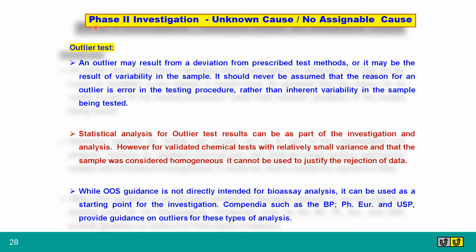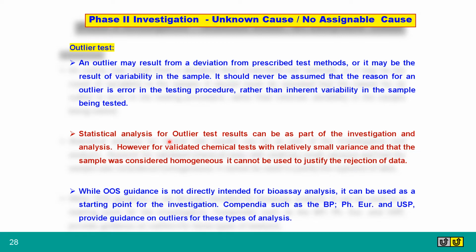Phase 2 investigation, unknown cause / no assignable cause. Outlier test. An outlier may result from a deviation from prescribed test methods, or it may be the result of variability in the sample. It should never be assumed that the reason for an outlier is error in the testing procedure, rather than inherent variability in the sample being tested.